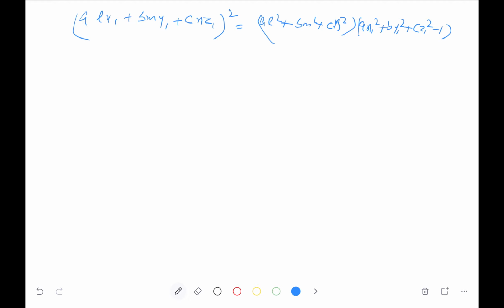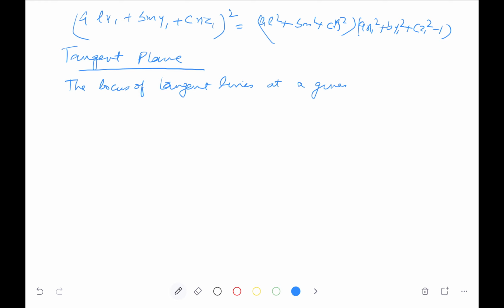Tangent plane. The locus of tangent lines at a given point of a surface or a conicoid is known as the tangent plane.